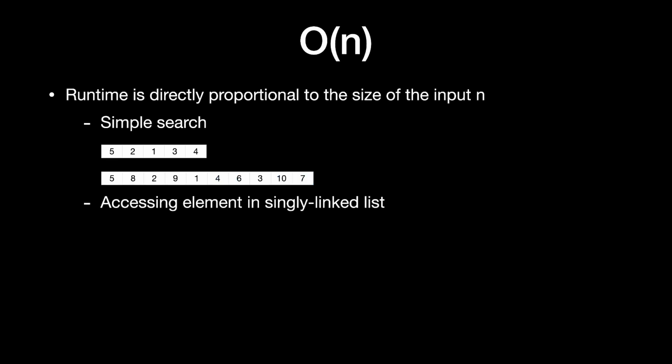A further example would be accessing an element from a singly linked list. We don't have random access, thus in the worst case we would have to iterate over the entire linked list. If the linked list has 10 items, we would have to iterate over all 10 items.